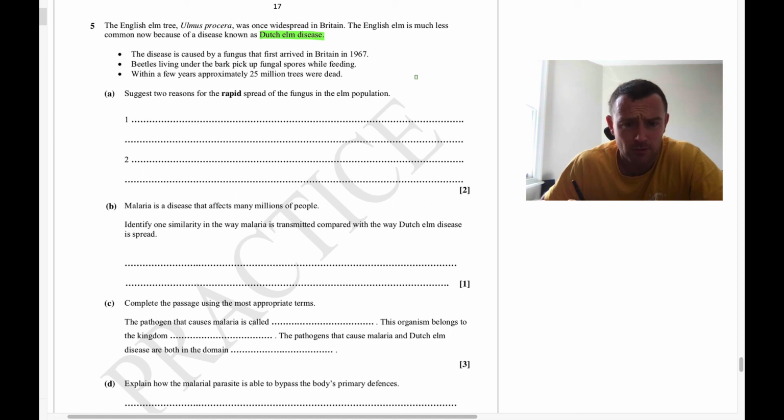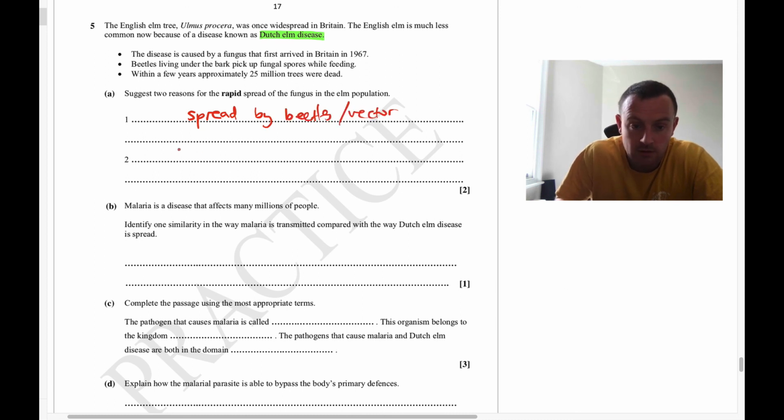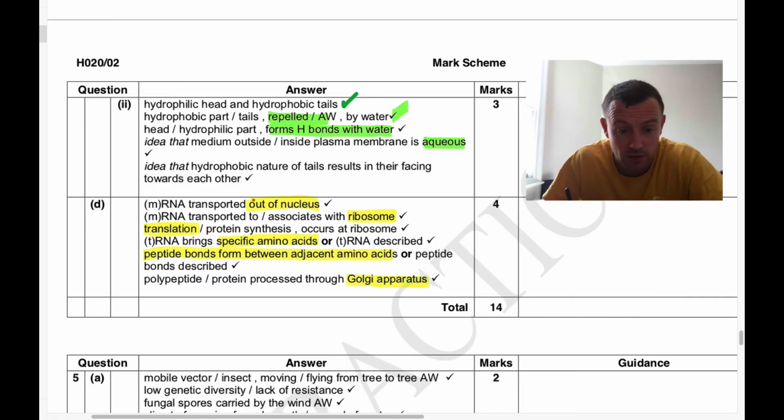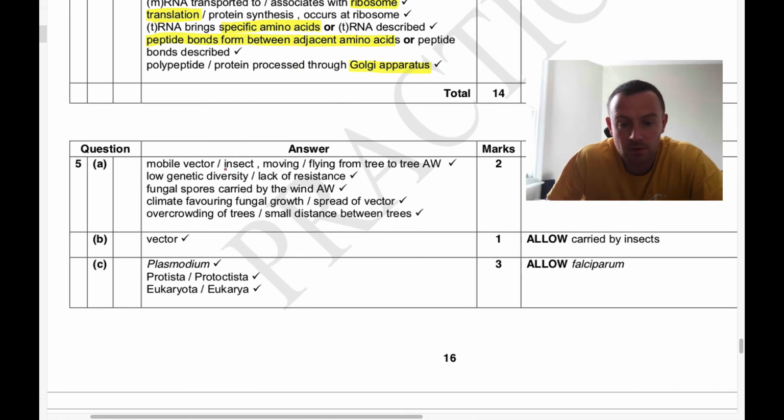That's quite a lot. So 2 reasons for the rapid spread of the fungus. Well, first of all, we've got the fact that it was spread by a vector. And there was also very low resistance to the disease, low genetic diversity. So the mark scheme has got a few other things as well. We've got a vector that moves about, a mobile vector, an insect flying from tree to tree. I think you probably did need to get this idea that it's mobile. Low genetic diversity or lack of resistance.